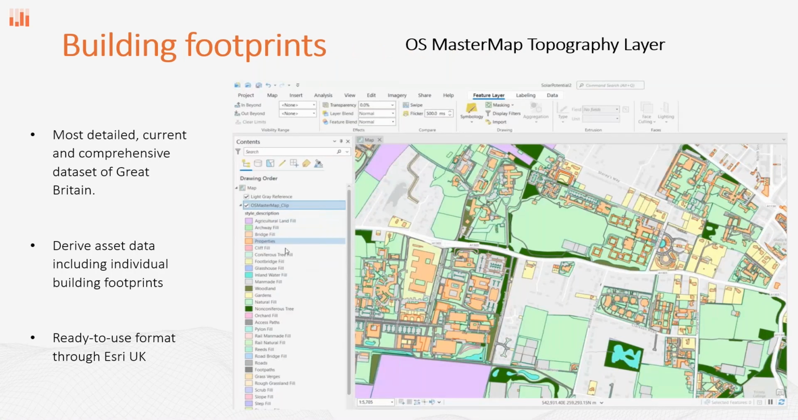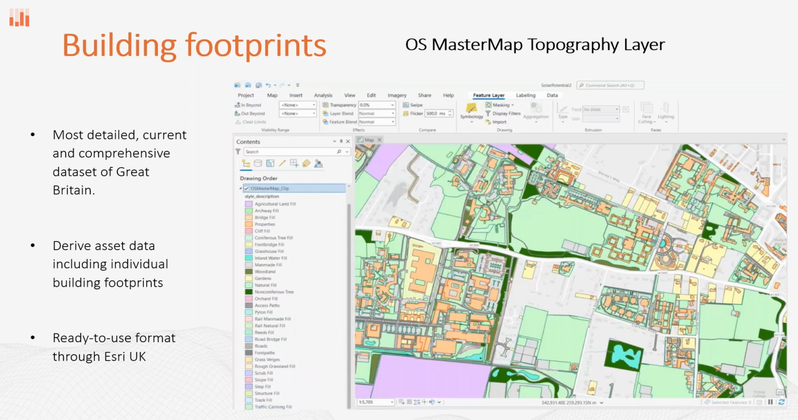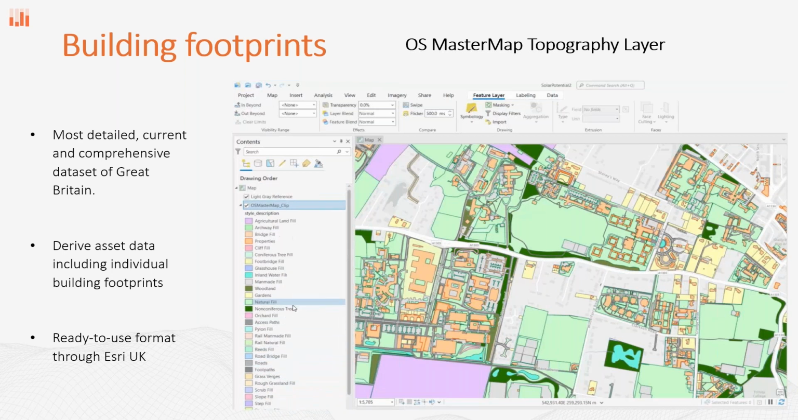So as I mentioned earlier, we're going to be able to follow along the workflow as long as you have two layers, the first of which is a building's footprint layer. Now, to derive building footprints, we can do this by using the OS MasterMap Topography layer. This layer gives you access to the most detailed, current, and comprehensive map of Great Britain.